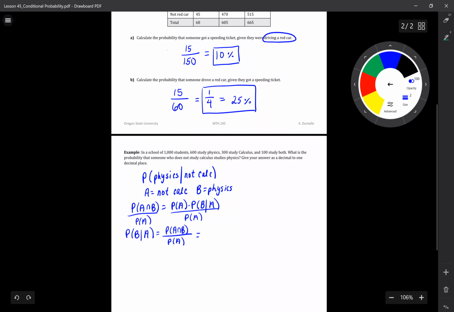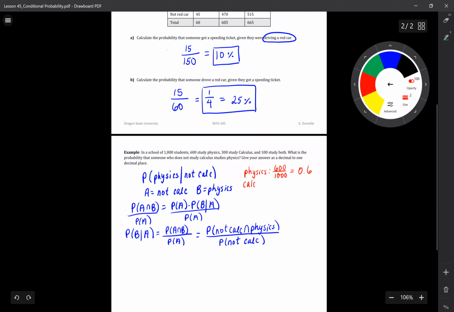So in this context, this is the probability of A intersect B, not calculus and studying physics, and the probability of A is just the probability of not calculus. So we know some things here. First of all, I have 1,000 students, and how many of them are studying physics? Well, that is 600 students out of 1,000. So the probability that somebody is studying physics is 0.6.